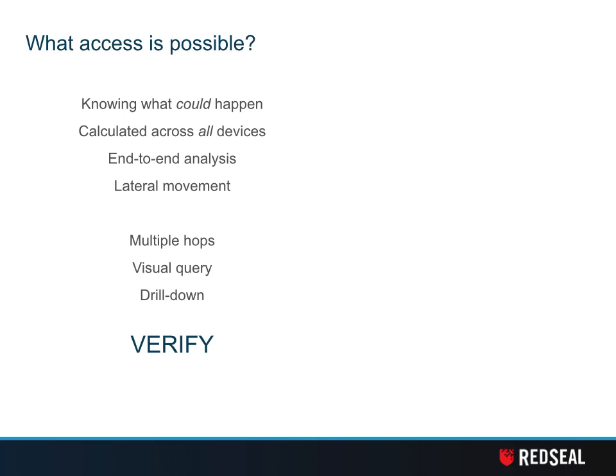What access is possible through your network? Do you know what could happen? Do you know if something changed, let's say a routing event causes a change in your network, does that change your security?